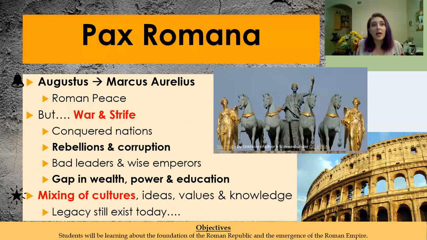This whole period of time between Augustus and Marcus Aurelius would be known as Pax Romana, or Roman peace. But even though it was called Roman peace, it was far from peaceful. They often conquered nations all over the place. This led to a lot of rebellions and corruption. You had bad leaders like Nero and very wise leaders like Aurelius. And there would be huge gaps in wealth, power, and education, causing a lot of strife.